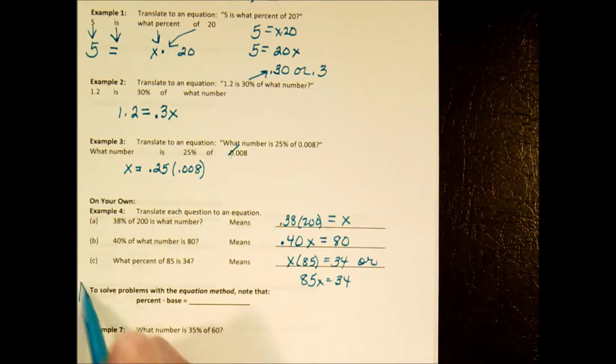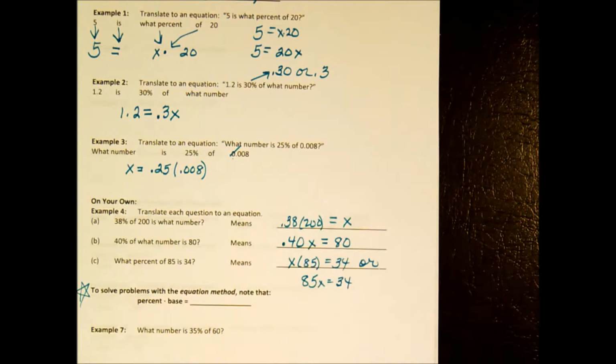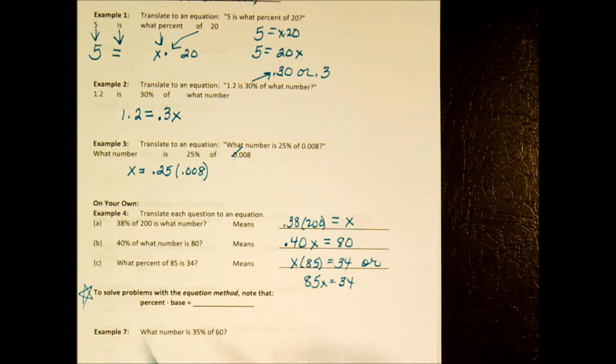Just a little note here. I don't generally teach it this way, but some of you may notice this, and I think it may come up in my math lab or math Excel. To solve problems with the equation method, just take note that the percent times the base equals the amount. And we'll talk about that a little bit later, what the amount is. The base is how much you have altogether. The amount is what you're talking about.